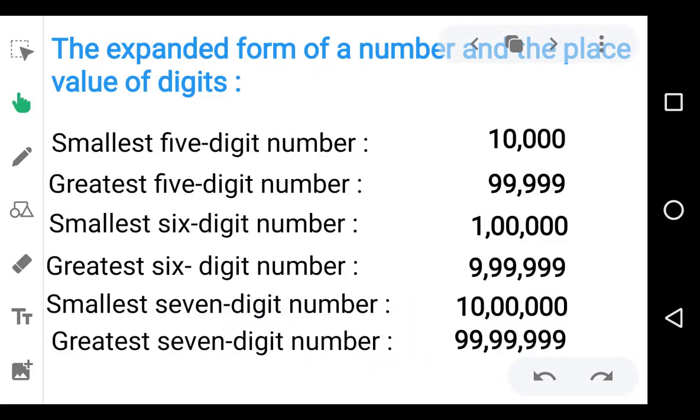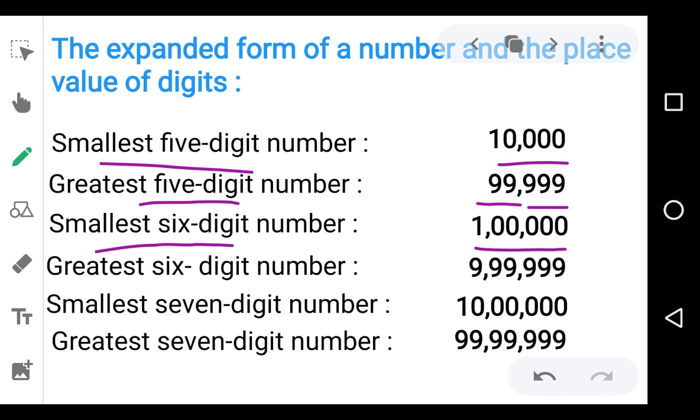See here, smallest 5-digit number. Smallest 5-digit number is 10,000. Greatest 5-digit number is 99,999. Smallest 6-digit number is 1 lakh. Greatest 6-digit number is 9,99,999. Smallest 7-digit number is 10 lakh. Greatest 7-digit number is 99,99,999.